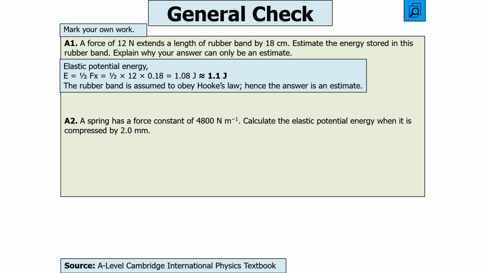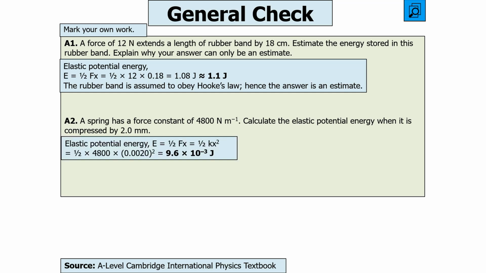Now in this next question, we can use the equation elastic potential energy is equal to a half kx squared. So it's a half times 4,800 times 0.0020, or 2 millimeters into meters, squared. So we get 9.6 times 10 to the minus 3 joules.